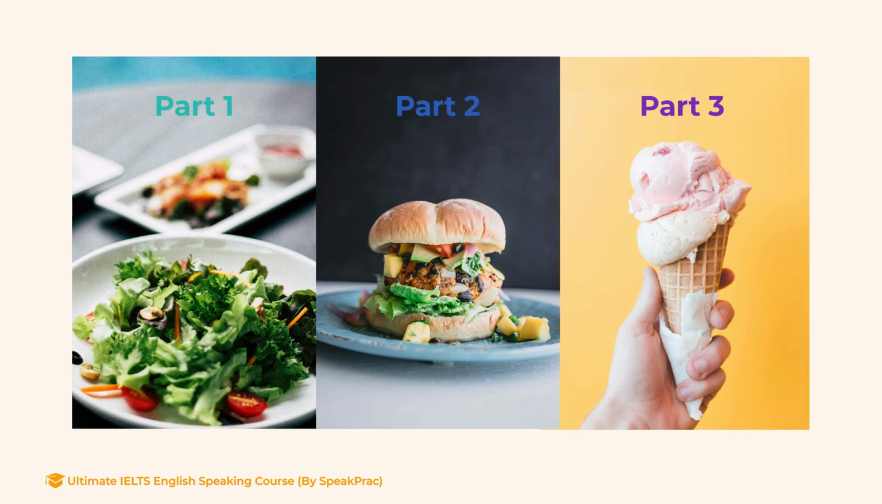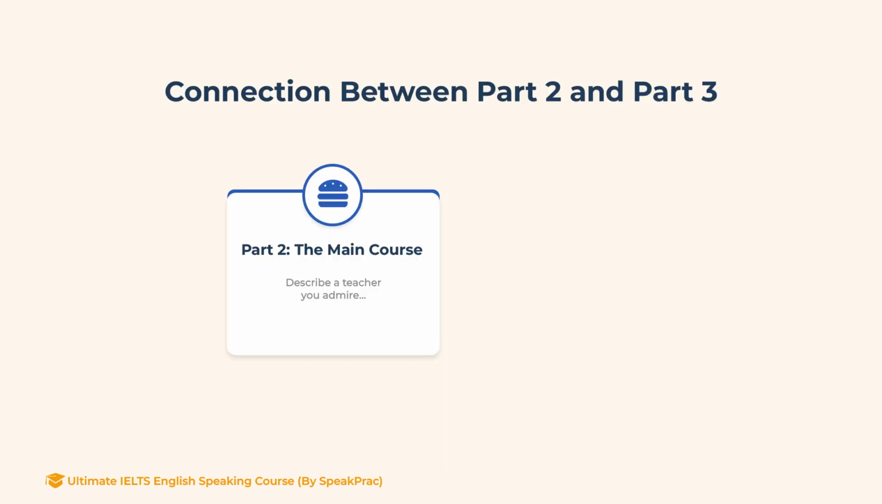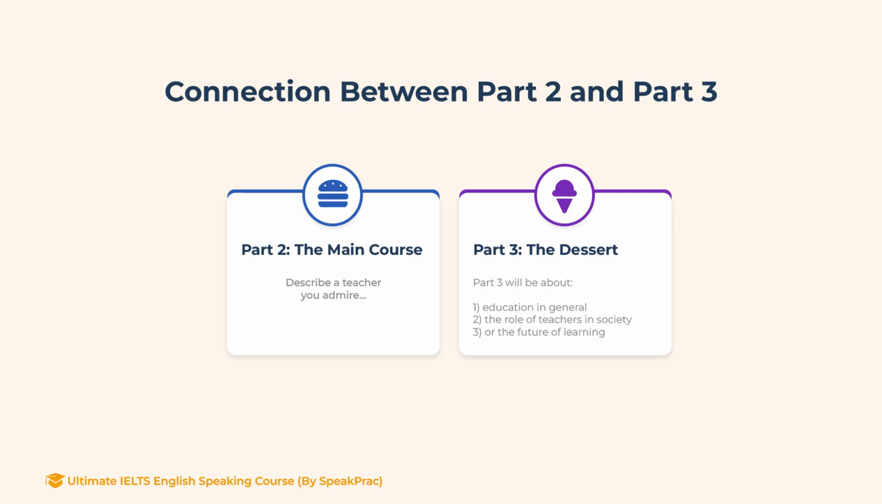The questions in IELTS Speaking Part 3 will be thematically linked to your Part 2 topic, but they'll be much more abstract and general. So, if your Part 2 was about a teacher you admire, Part 3 won't be about your teacher. It will be about education in general, the role of teachers in society, or the future of your learning. This part of the test lasts for about 4 to 5 minutes, which is roughly the same as Part 1.